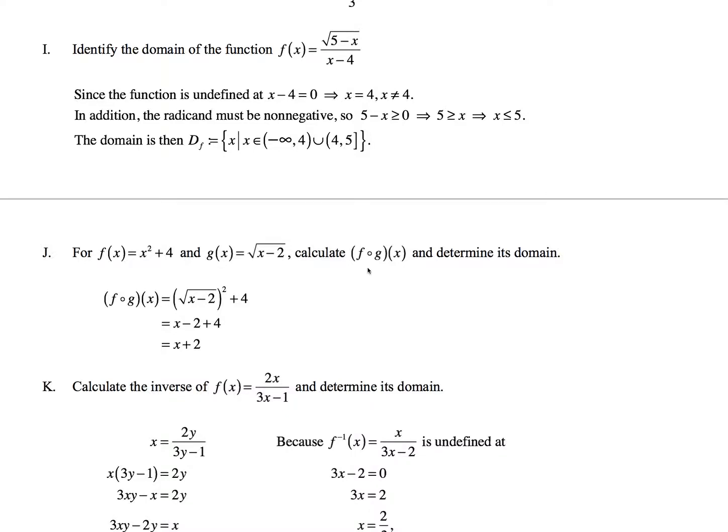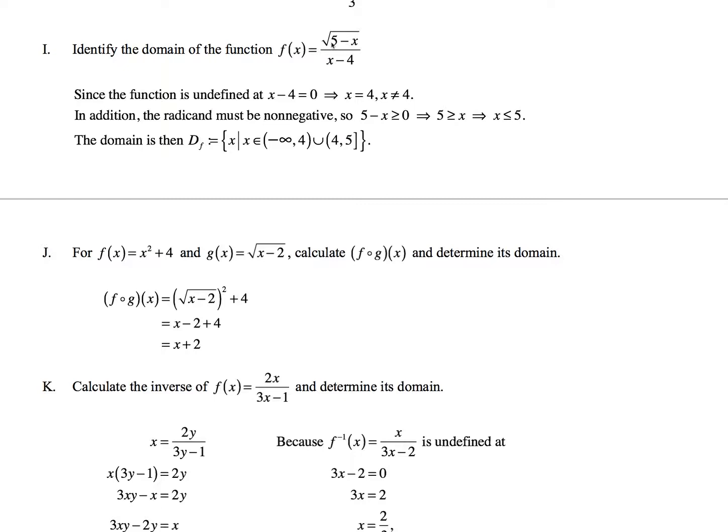I'll start this video with question I. We're asked to identify the domain of the function square root of quantity 5 minus x over x minus 4. Since 4 makes the denominator 0, 4 is a zero of the denominator, so x cannot be equal to 4, so x is not in the domain.